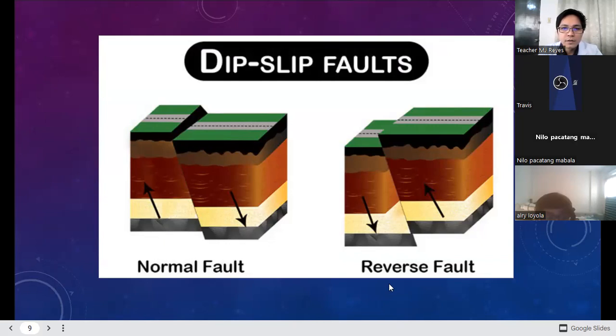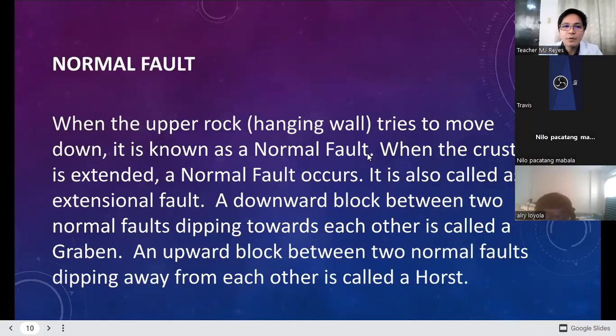Okay, the normal fault is the footwall is above the hanging wall, so the hanging wall submerged in the process. Okay, the reverse fault is exactly the reverse or the opposite of the normal fault. Okay, the hanging wall is actually moving up and the footwall is moving down. Okay, normal fault. When the upper rock, the hanging wall, tries to move down, this is known as the normal fault.